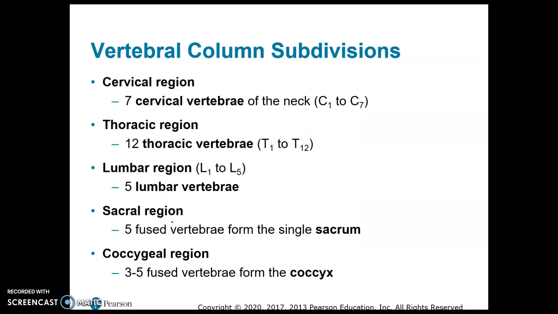A lot of times you remember the number of bones in each subdivision based on the times that you eat. So at 7 a.m., we eat breakfast. At 12, we eat lunch.